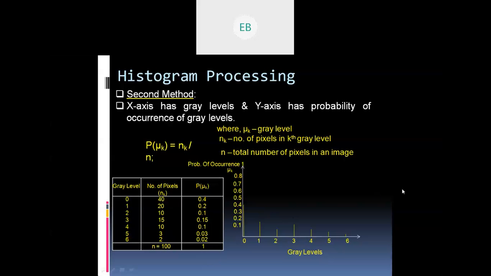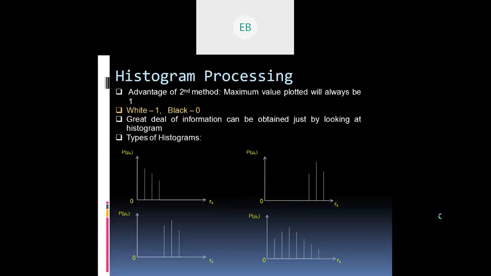So we have the second method, as it is counting the probability of occurrence of gray levels. Okay, then why do we use histogram processing? We have two types of histogram processing: first is taking the total number of pixels, and second is taking the probability of occurrence of the pixels.